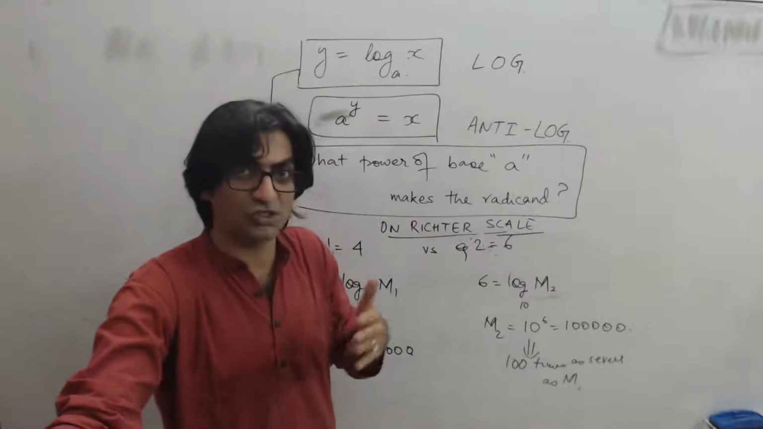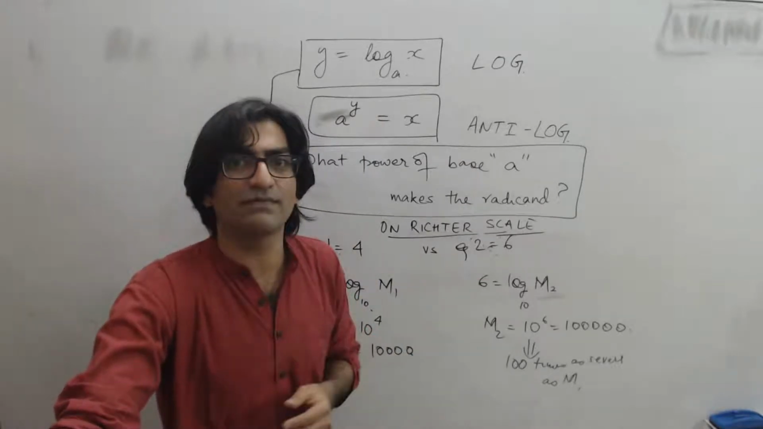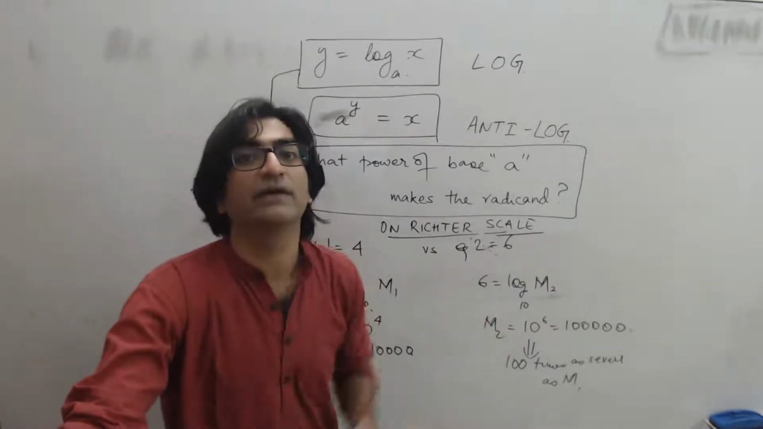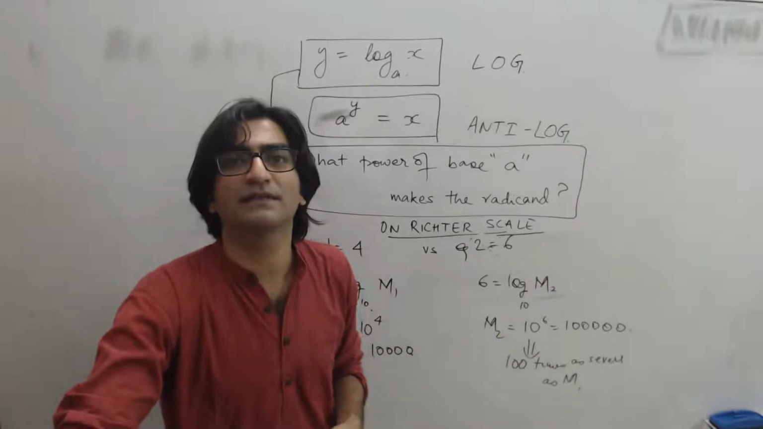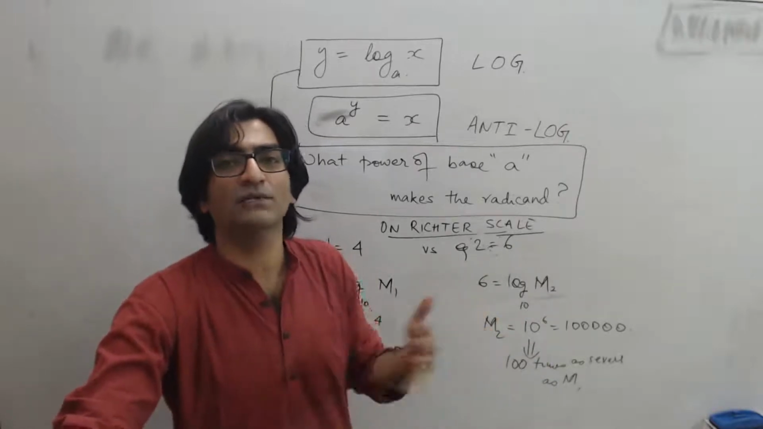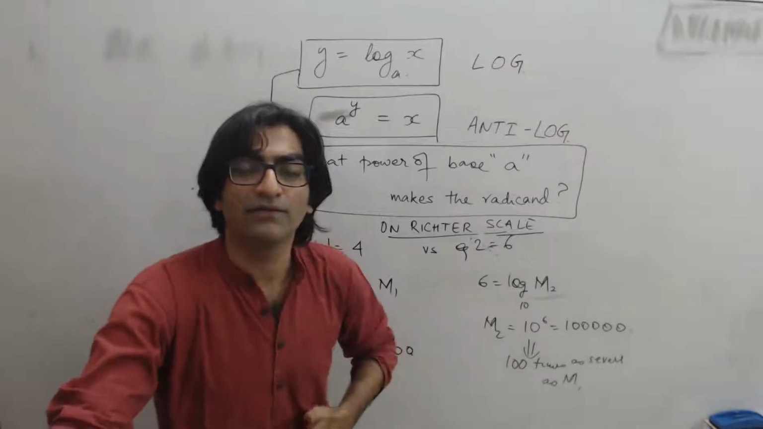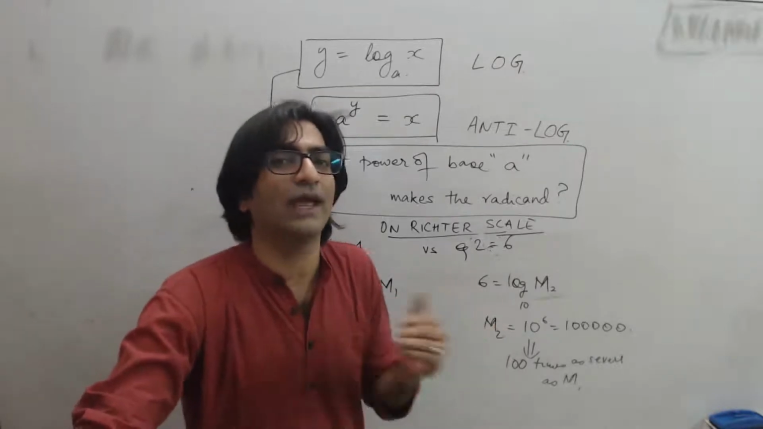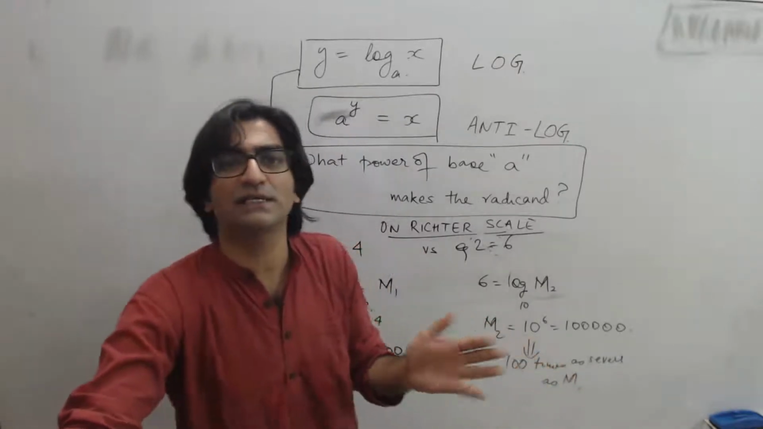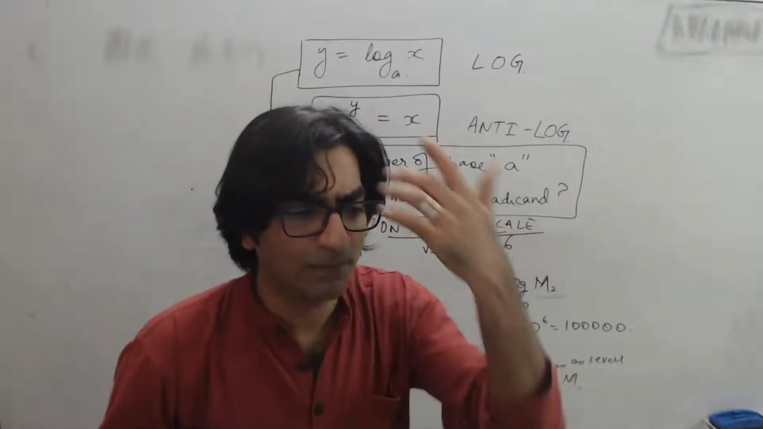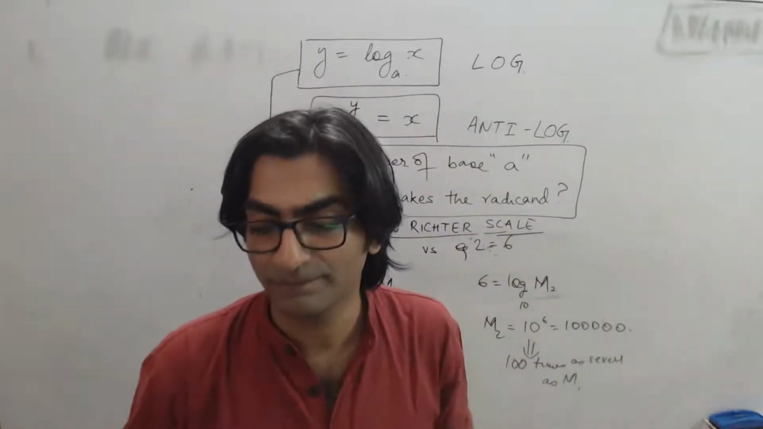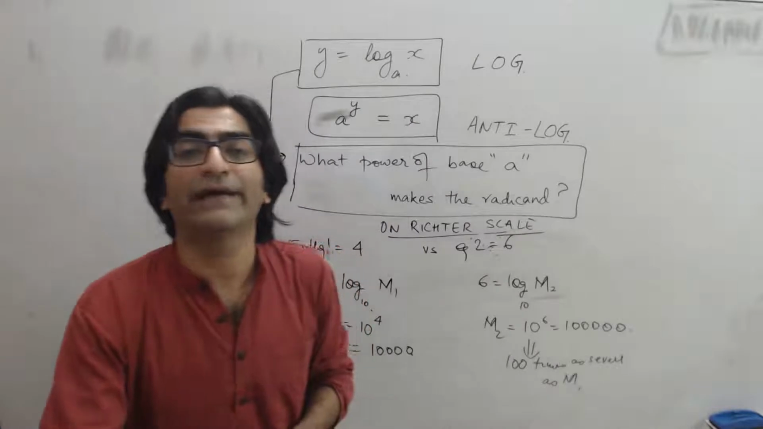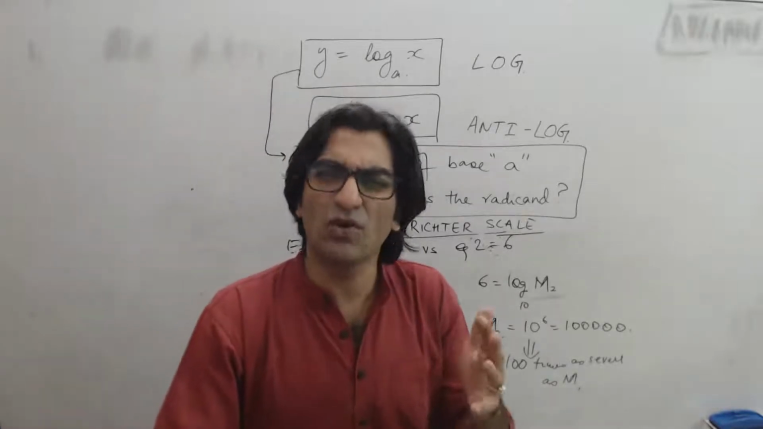If it goes from 4 to 6, it becomes 100 times as severe. If it goes from 4 to 7, it becomes 1,000 times as severe, right? Don't even try to imagine what happens if it goes to 8. If an earthquake of magnitude 8 hits any of our civilized cities, rampant destruction. Probably cities will get flattened out in entirety.